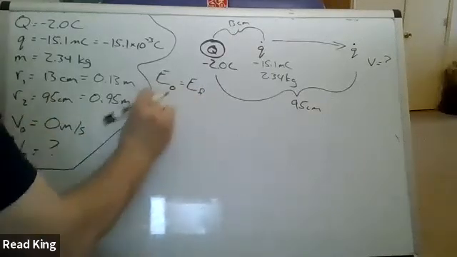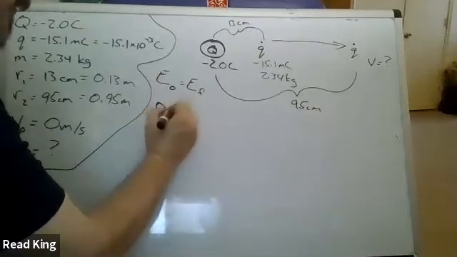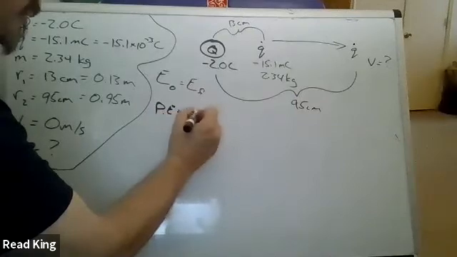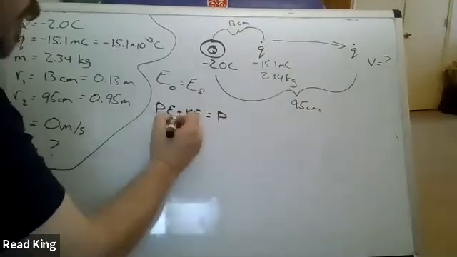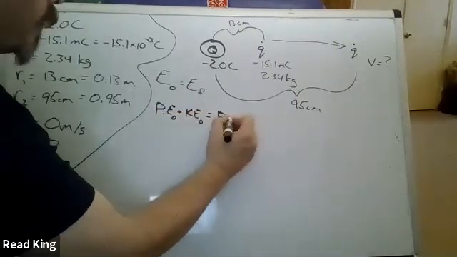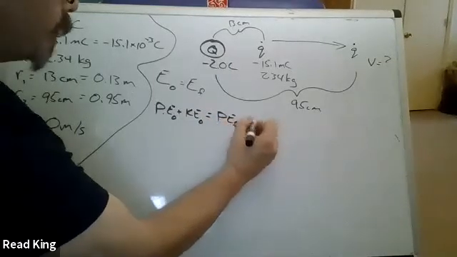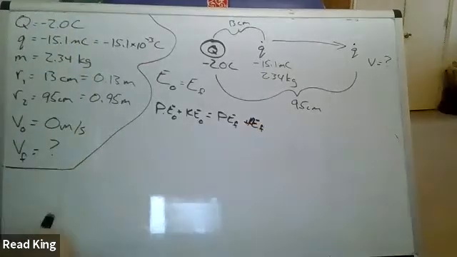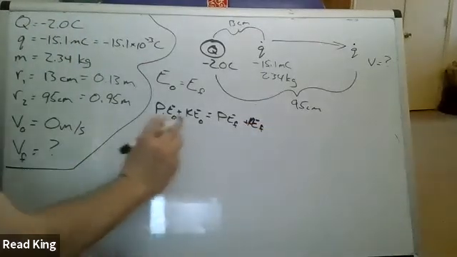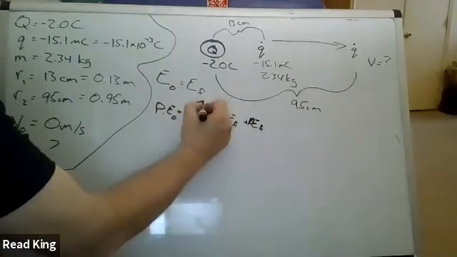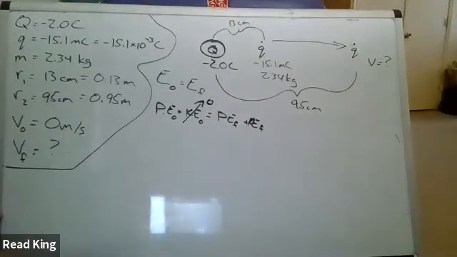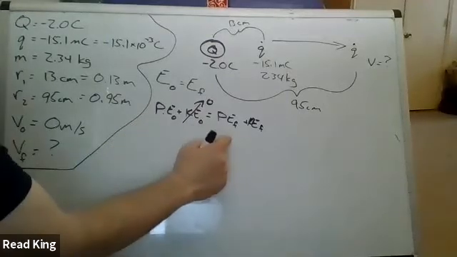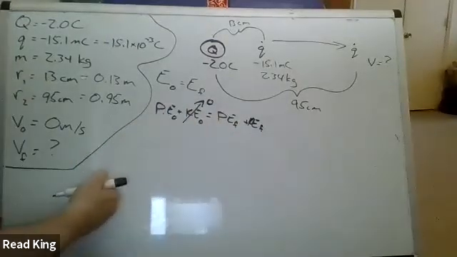We know that the total energy is equal to the potential energy plus the kinetic energy, and that's going to equal the initial. And that's going to equal the potential energy final plus the kinetic energy final. At the beginning, we know that the kinetic energy is 0. So we're going to simplify some things. All the energy at the beginning is just potential. At the end, we're going to have potential plus kinetic.